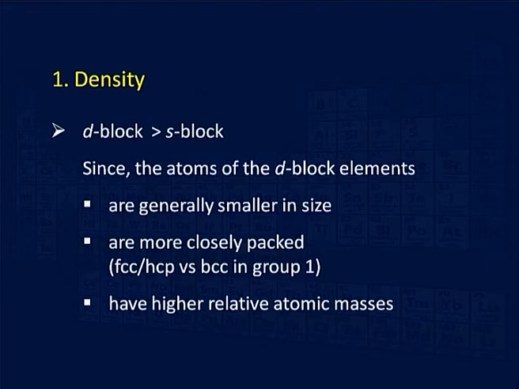However, in the case of the S block, that is alkali and alkaline earth metals, generally a BCC structure is observed. Moreover, the relative atomic mass of these metals is also higher. So, these three reasons are mainly responsible for the high densities of the transition metals compared to the S block elements.